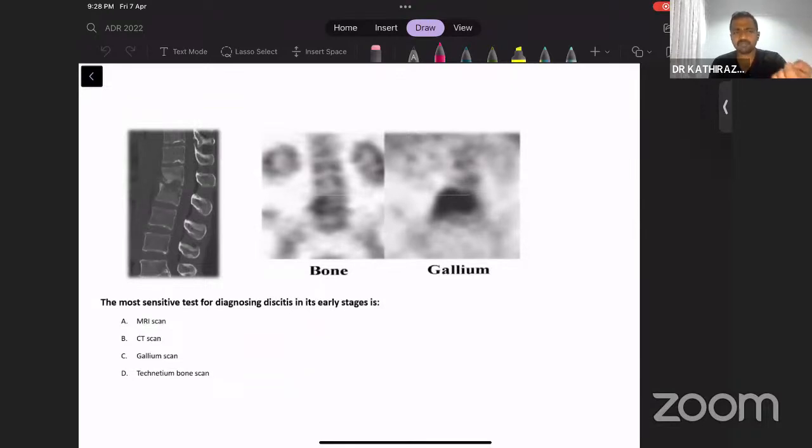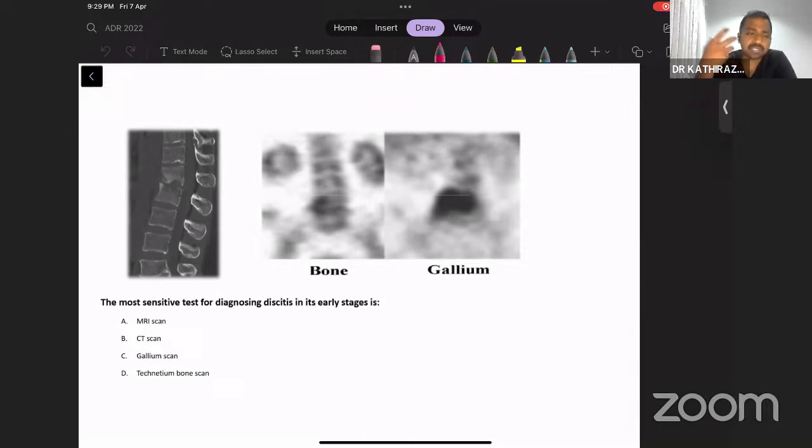Now tell me, what is the first image? Is the first image an MRI or a CT? In the chat box, you can either write M or C. It is an MRI. Okay, so sometimes they can test like this. Very simple, right? And now the question is diagnosing discitis. Although the word discitis means inflammation, what they are trying to say is it is an early stage of vertebral osteomyelitis.